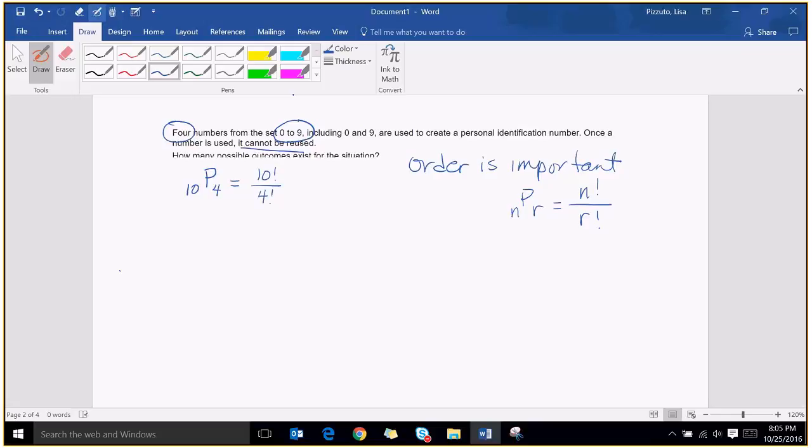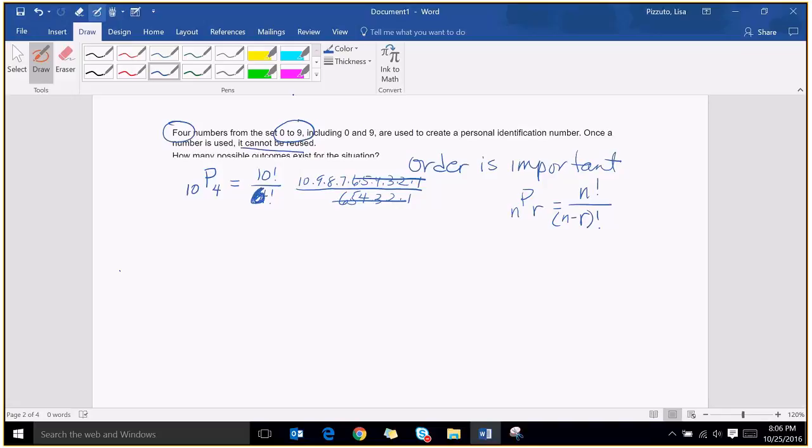4 factorial. So that's going to be 10 times 9 times 8 times 7 times 6 times 5 times 4 times 3 times 2 times 1 divided by 4 times 3 times 2 times 1. Actually, I got that wrong again. It's divided by n minus r factorial. So n, it's 10 minus 4, which is 6 factorial.